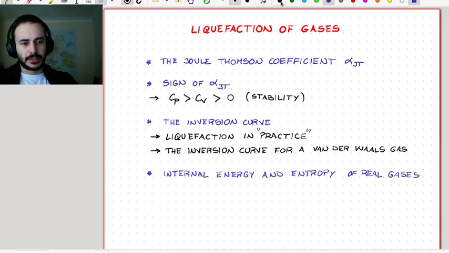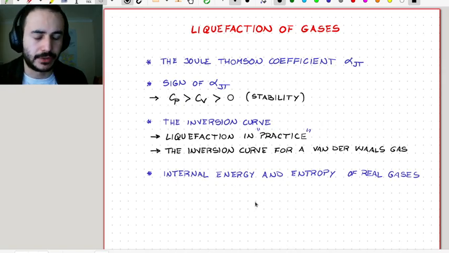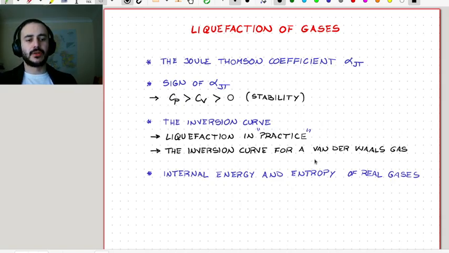But at least I'm going to say a few words about how liquefaction is done, how you can set up a liquefaction facility, and then we are going to specifically see what the inversion curve looks like in the van der Waals gas, so with the van der Waals equation of state.